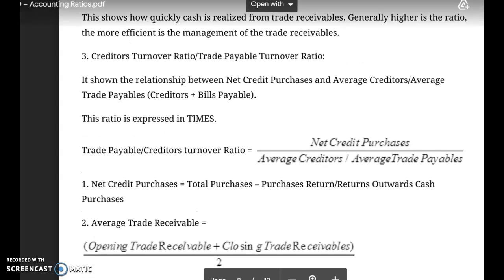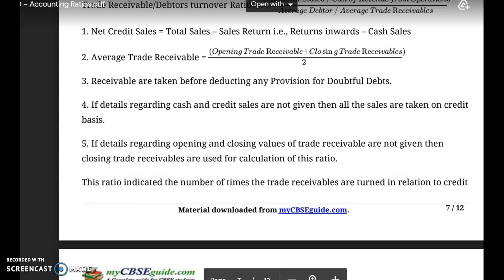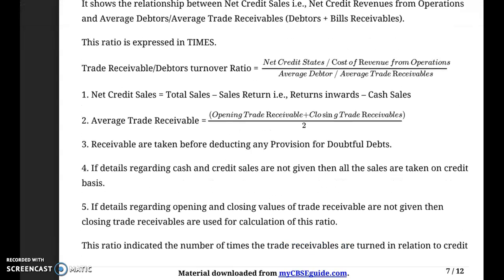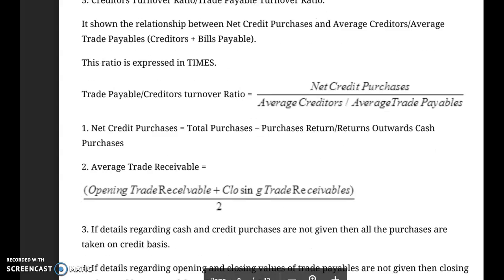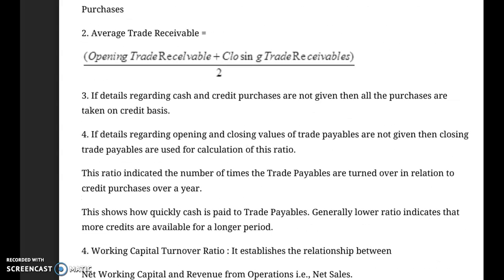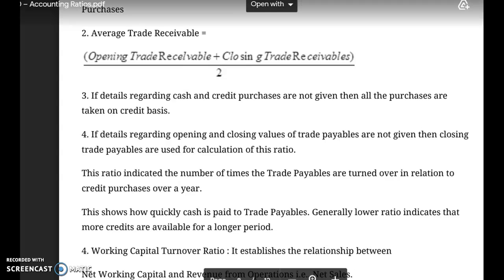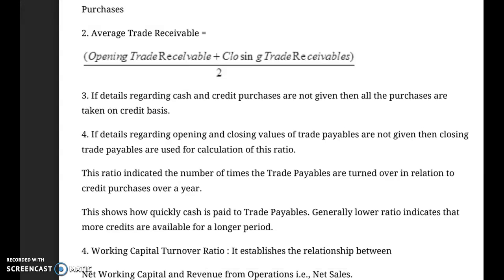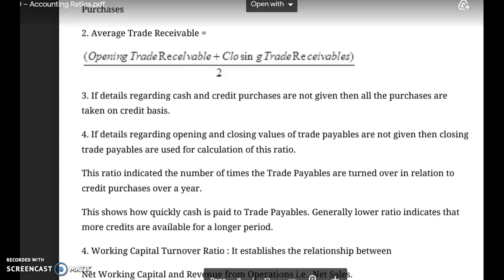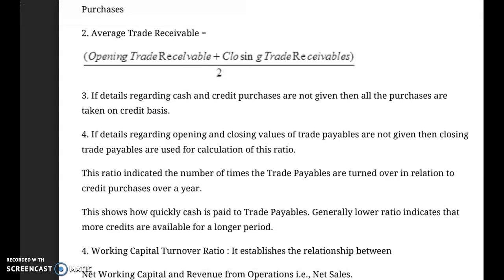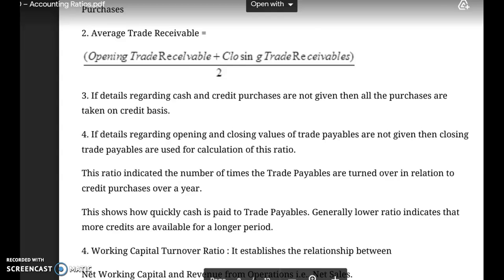Again, the same notes will apply here as we learned with reference to the debtors turnover ratio. If details regarding cash and credit purchases are not given, then all the purchases taken will be credit purchases. If details regarding opening and closing values of trade payables are not given, then closing trade payables or creditors are used for calculation of this ratio. Average cannot be calculated. Average will be calculated when both opening and closing balances are given.